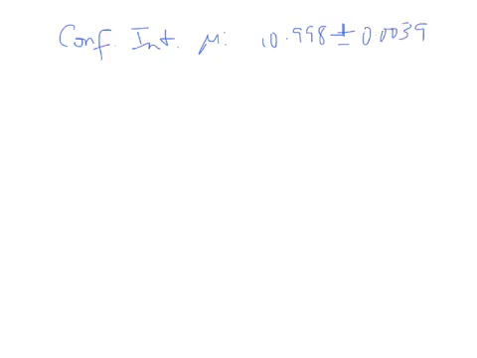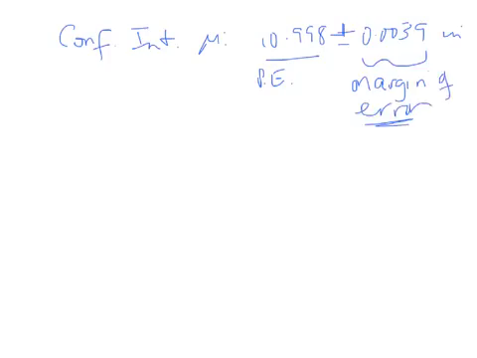Now, the confidence interval we found for this problem for mu was 10.998 plus or minus 0.0039 inches. So this piece right here, we call it a point estimate. Remember that. And then remember we had a critical value times the standard error. But this term right here, we will refer to it as a margin of error.